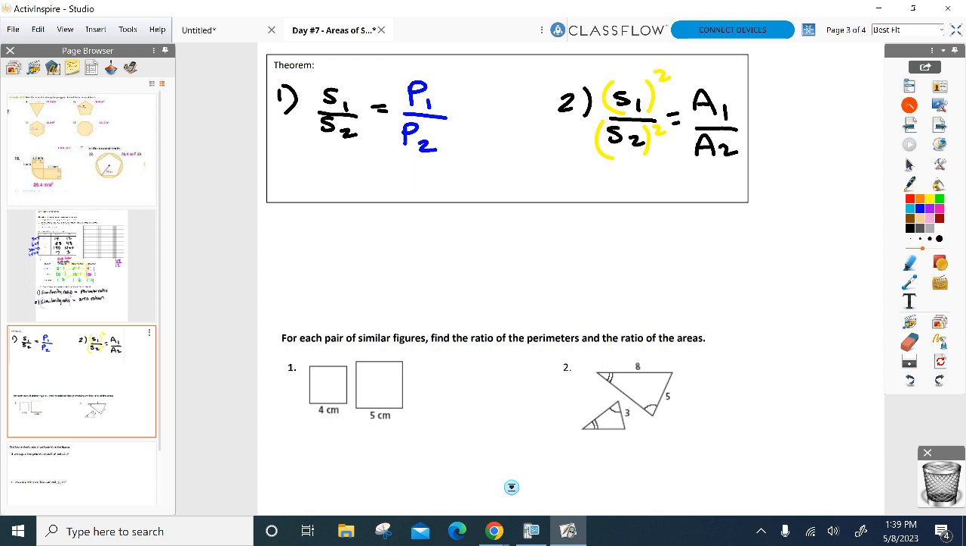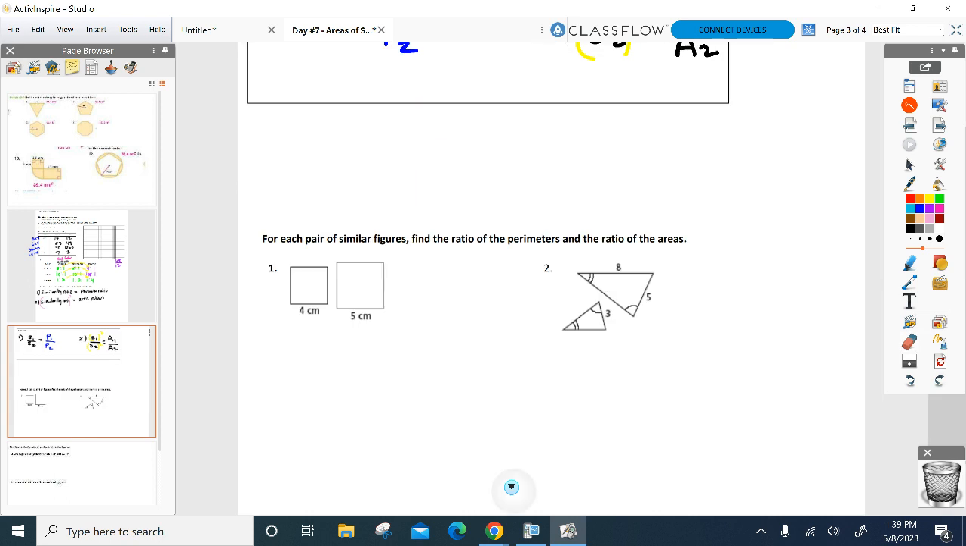All right, great. You know the rules now. How do I work with them now? How do I use them? Here we go. I'm telling you, these figures are similar. Got to have that, by the way. If I don't have this, everything we just talked about means nothing. What's the ratio of their perimeters and what's the ratio of their areas?